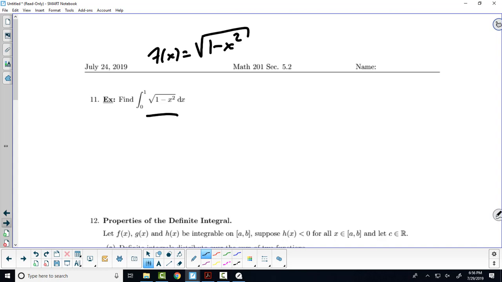So what can we do? Well, let's remind ourselves that we're computing what? So this is going to come out to be a number that represents what? The area underneath the curve. Well, let's look at this curve. What does this curve look like?